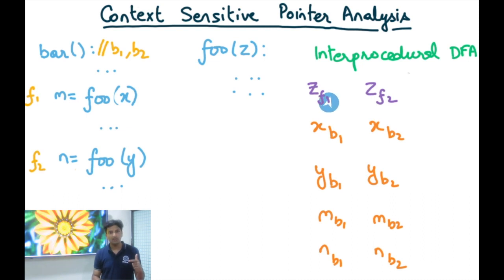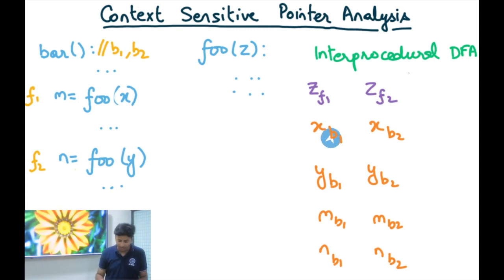So zf1 will be when z occurs in context f1, and zf2 will be when z occurs in context f2. For example, we will have different points-to relationships for zf1 and zf2. For example, zf1 may point to some variable x or y, whereas zf2 may point to some other variables a or b, and these sets could potentially intersect.